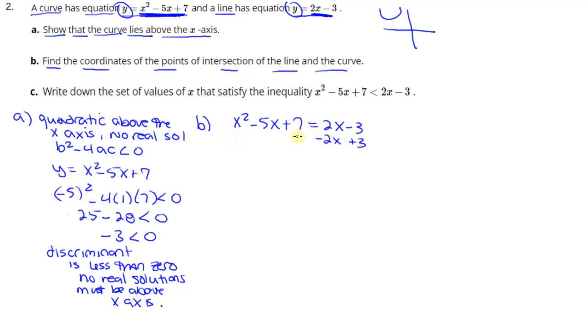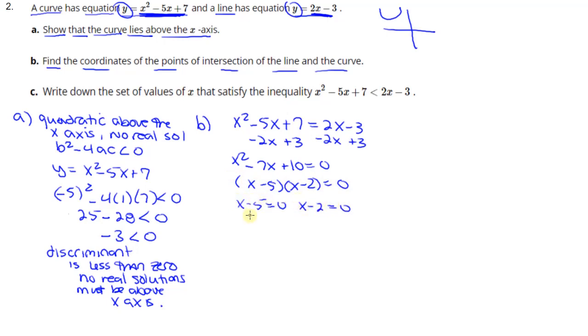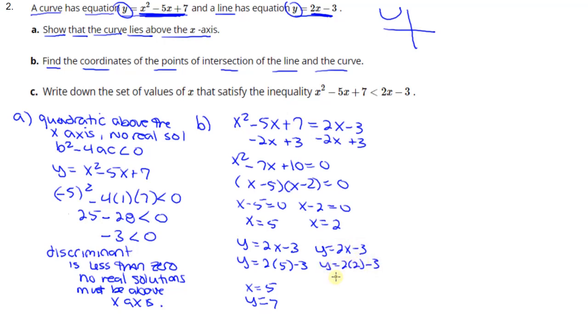Okay, fantastic. So here's what I got. Subtract 2x and add 3 on both sides. I'm going to get (x minus 5)(x minus 2). That means x is equal to 5 and x is equal to 2. When I substitute the x's back into the linear equation, I find that when x is 5, y is 7, and when x is 2, y is 1. So those are the 2 points of intersection.